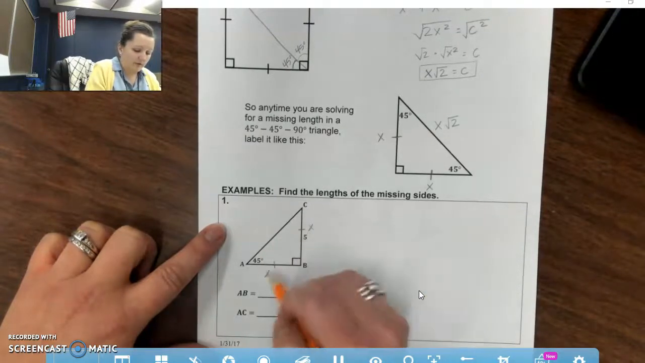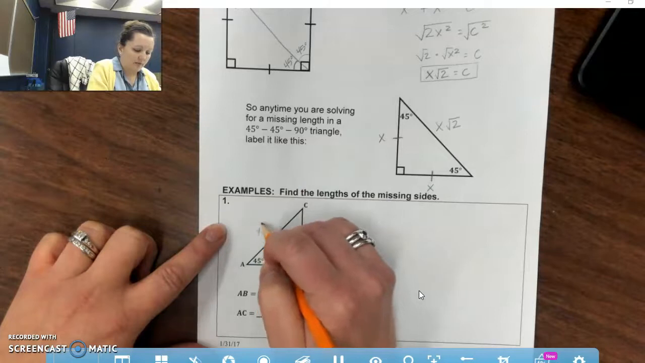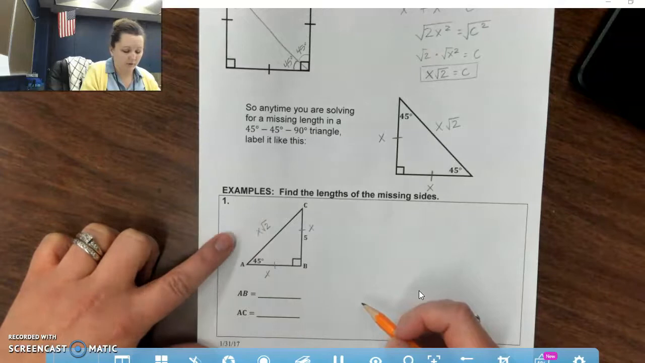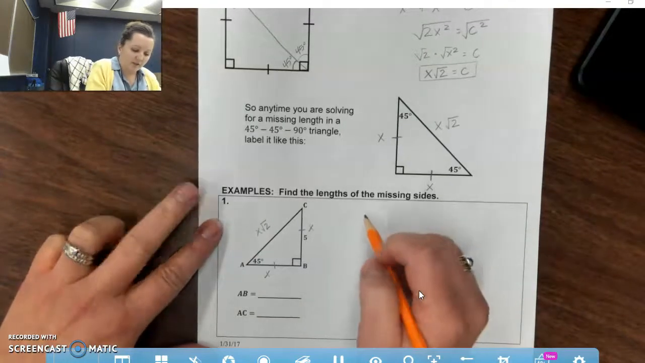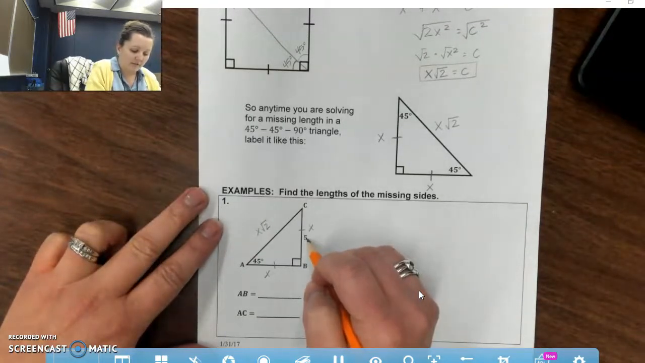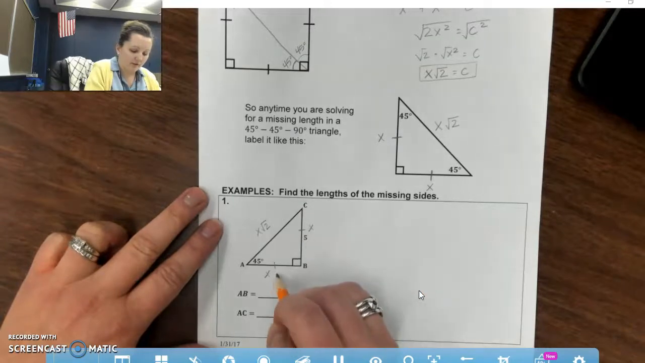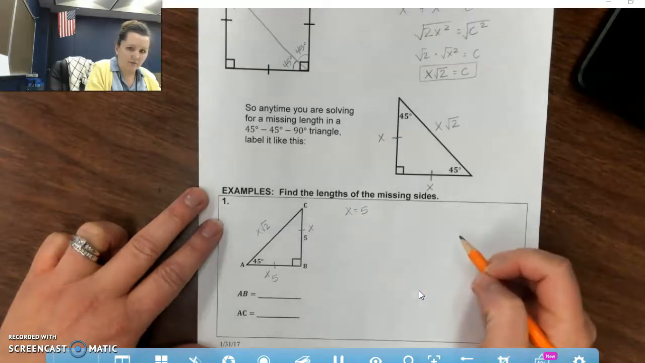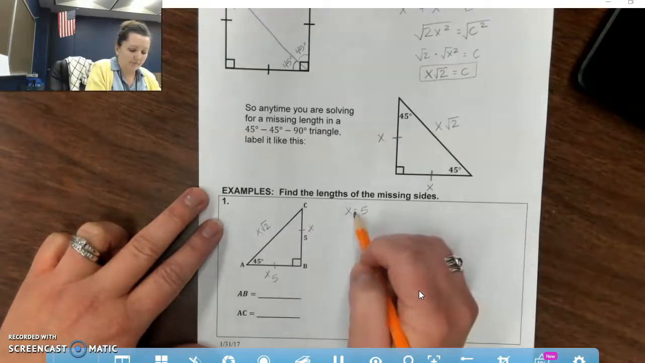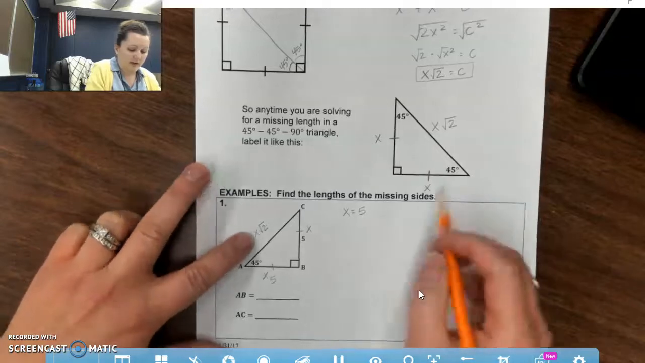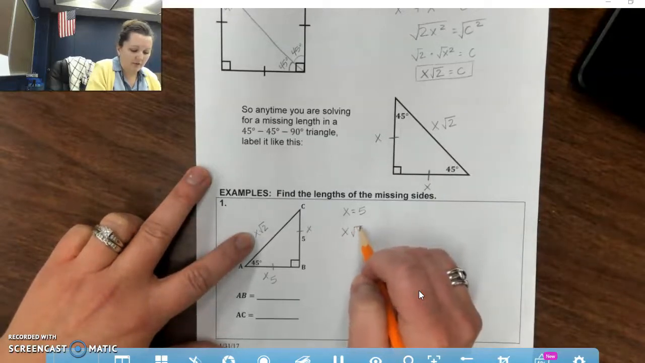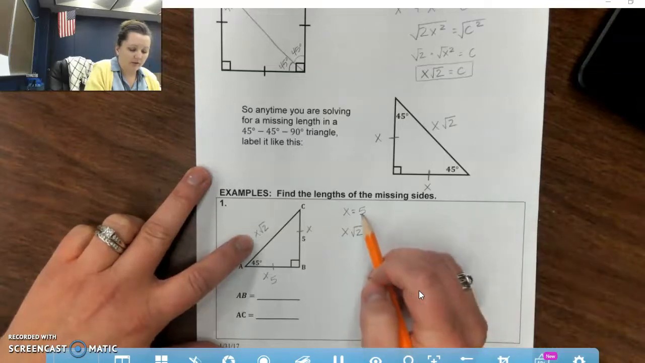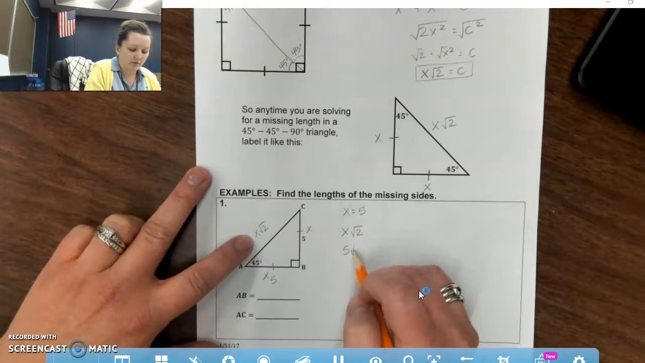and whatever these values are, then my hypotenuse is that value, x, times the square root of 2. So let's write this down. I have a 5, right? So I know that this is also 5. So in this case, x equals 5. Well, if x equals 5, then what does x root 2 equal? Well, I know that I can just plug in 5 here, so it's 5 root 2.